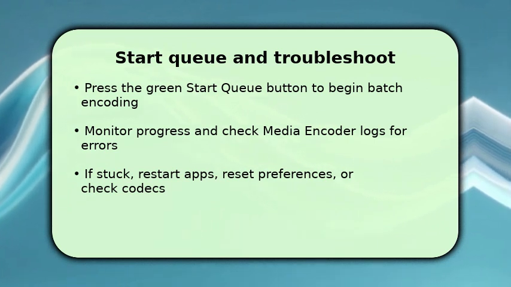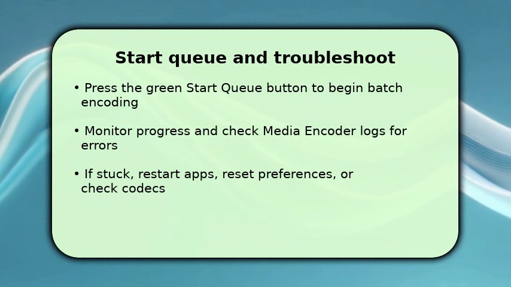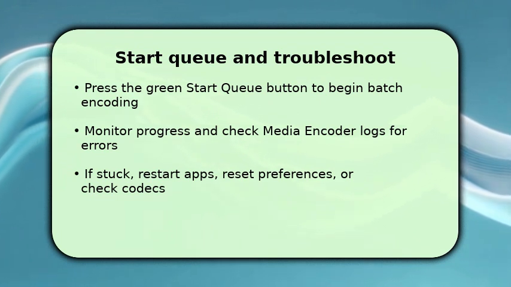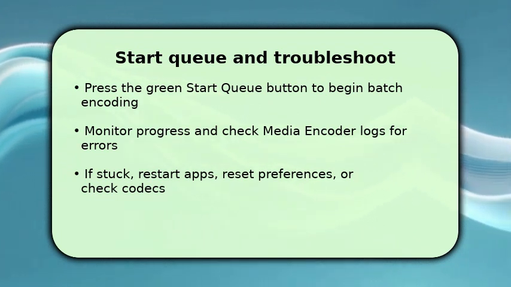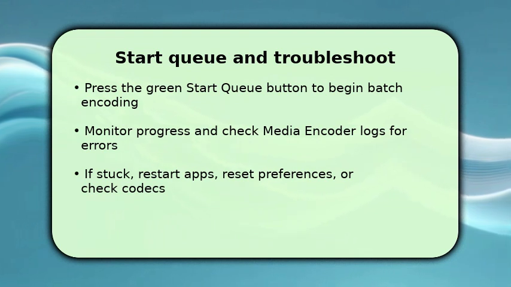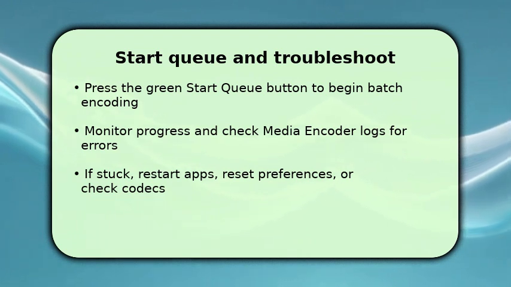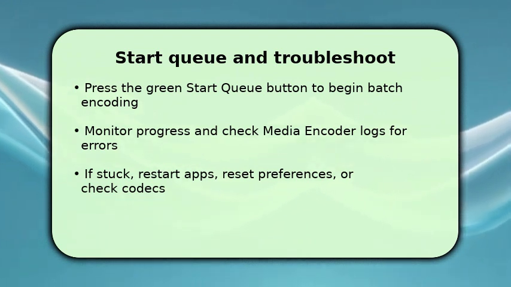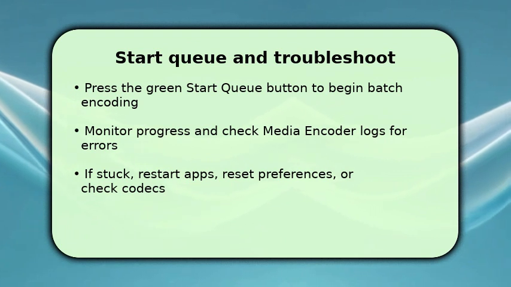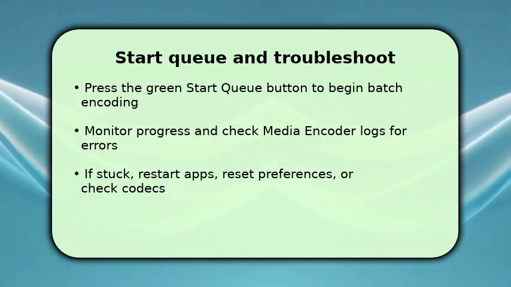Monitor the progress column and open the encoding panel for details on time remaining and frames processed. If a job fails, note the error message. Common fixes include restarting both apps, resetting Media Encoder preferences, reinstalling missing codecs, or switching Renderer from hardware to software. Try those steps one at a time and then requeue the job.